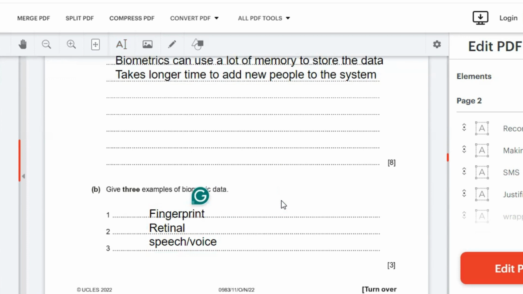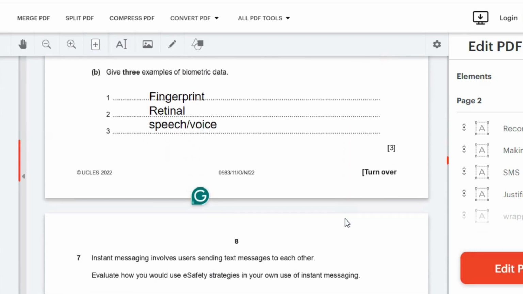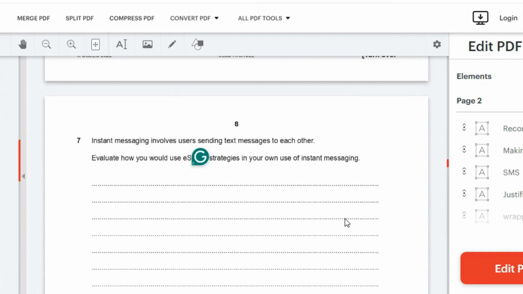Other biometrics include vein geometry. We also have handprints, and we also have iris. Iris can be found in your eye. Okay. All right, let's move on to question number 7.